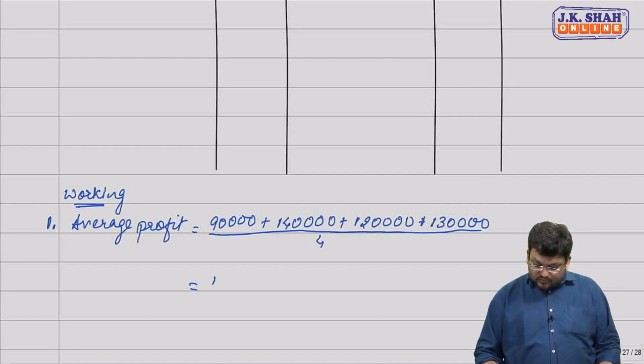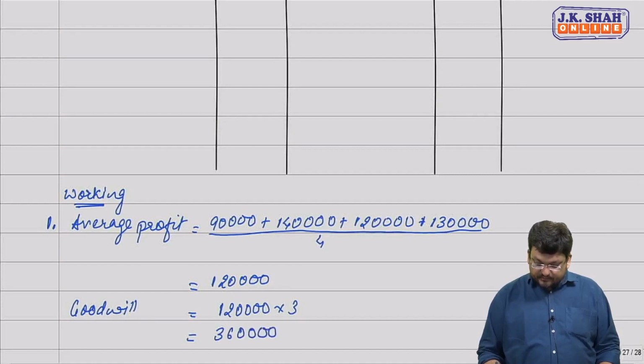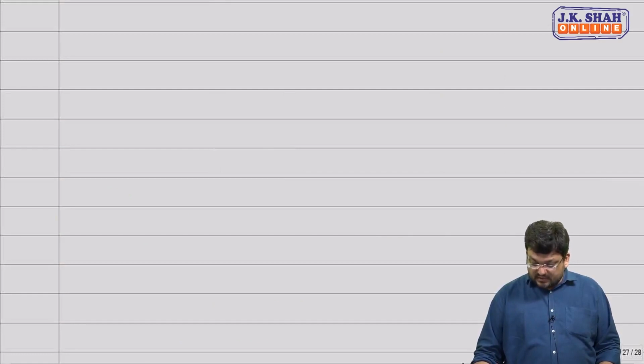Average profit comes to 1,20,000. So goodwill is how many years purchase of average profit? Sir, it is 3 years purchase of average profit. So firm's goodwill comes to 3,60,000. Firm's goodwill comes to 3,60,000, correct?